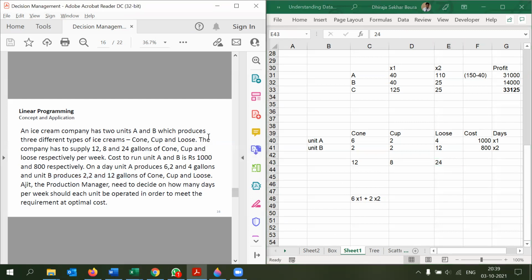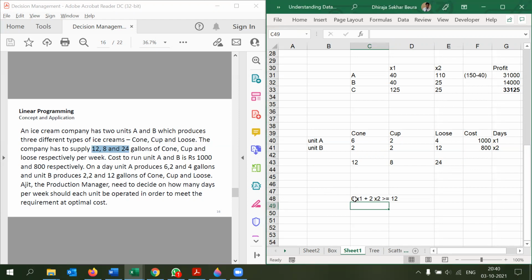The sentence says, if you focus on it, the company has to supply 12, 8, and 24 gallons of cone, cup, and loose respectively per week. Now that means whatever we produce, it has to be more than 12 so that we can supply, isn't it? It cannot be less than 12. So it has to be greater than or equal to 12. And any doubts in this? In more than equal to?